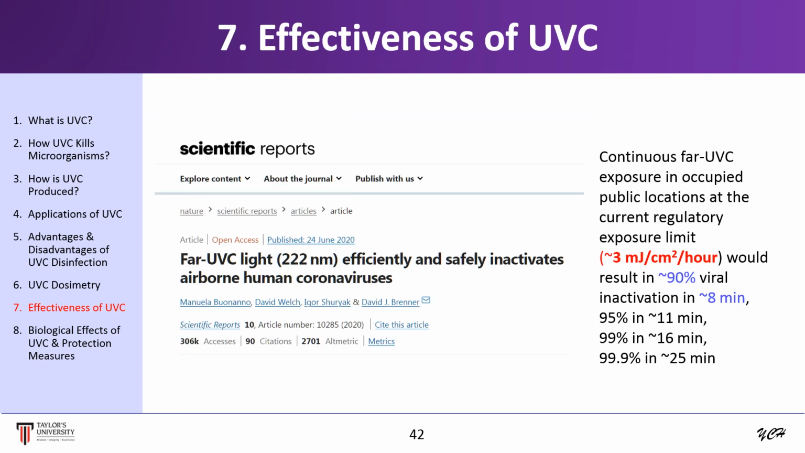And also, there has been rapid development of far UVC since the starting of the COVID-19 pandemic last year. This is another very popular paper in Scientific Reports documenting that far UVC efficiently and safely inactivates airborne human coronavirus. The study mentions that continuous far UVC exposure in occupied public locations at the doses of 3 mJ per cm square per hour will result in 90% viral inactivation in 8 minutes, and so on.